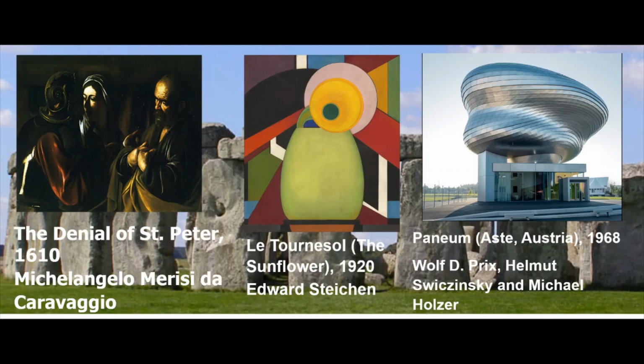The next example is an artwork by the Italian painter Michelangelo Merisi da Caravaggio, completed in 1610. This is a timely example because we are celebrating the season of Lent this time, and this was the scene in the Bible in which Saint Peter denied Jesus Christ. He denied that he was one of the students of Jesus Christ, and he was one of the 12 apostles.